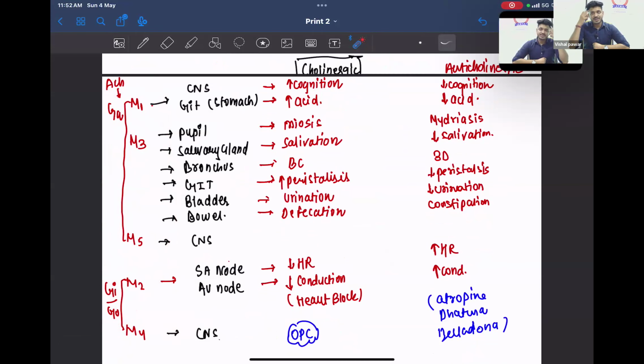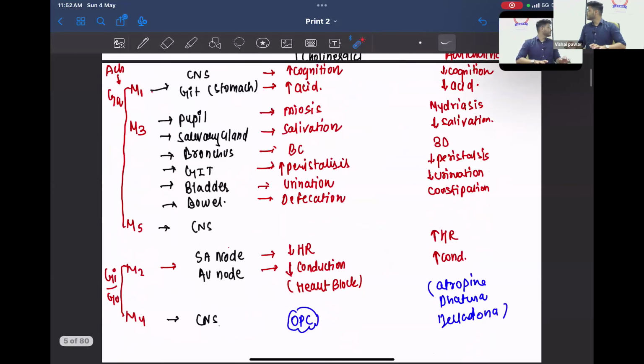M1 is present where? CNS and GIT. M3: pupil, then salivary gland, then bronchus, then GIT, then bladder, then bowel. Right? This is M3. M5 is in the CNS and does not have much importance.